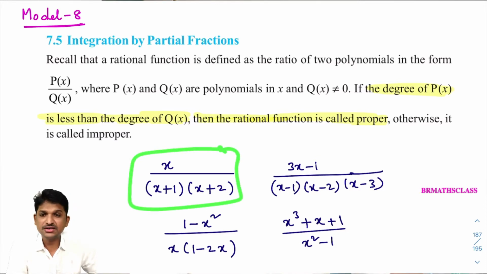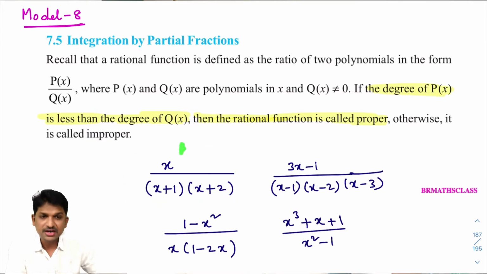You must know. Here you observe this one. Is it a proper rational function or an improper rational function? Please comment. The degree of the numerator is 1. What is the degree of the denominator? The degree of the denominator is 2. The degree of the numerator is less than the degree of the denominator.